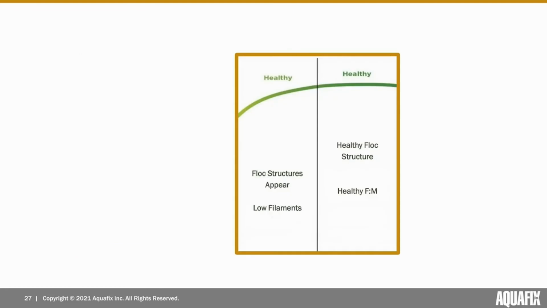Once the sludge age reaches a relatively healthy range, floc structures will be more ideal and F to M ratios will be healthy. Keep in mind the ideal F to M ratio can vary in every plant. So finding the right ratio within your system will help lead to more efficient nutrient reduction and overall treatment.